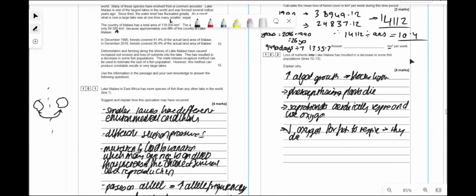Okay, so the mark release recapture method can be used to estimate the total size of a fish population. Explain how. So what have they said here? The mark release recapture method can be used to estimate the size of a fish in a population. However, this method can produce unreliable results in very large lakes. Okay, so let's have a look. So obviously we need to describe how this works.